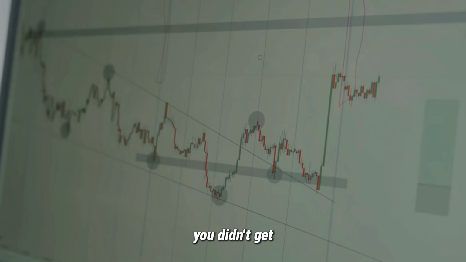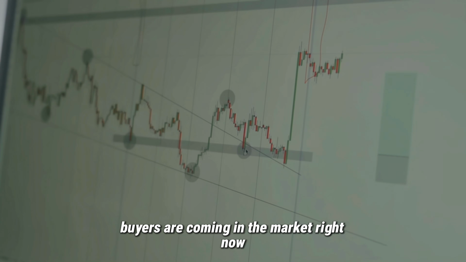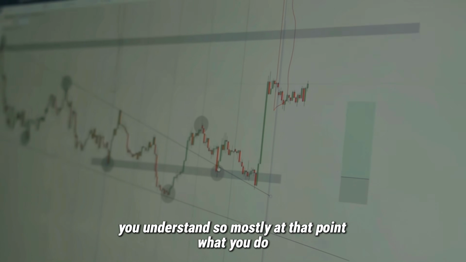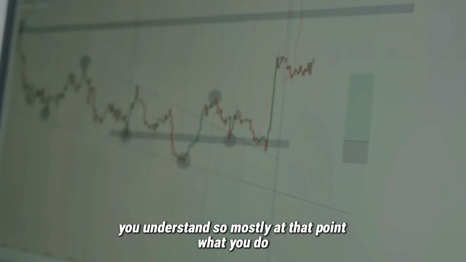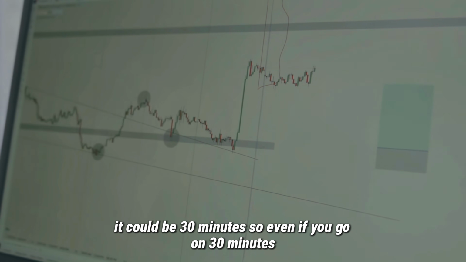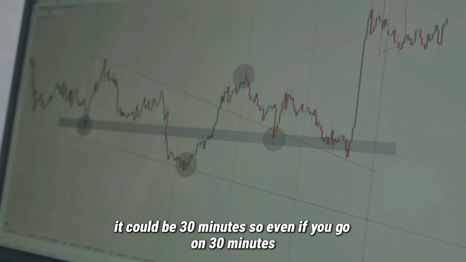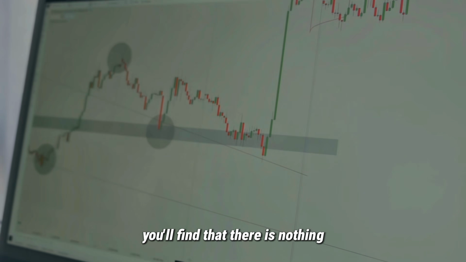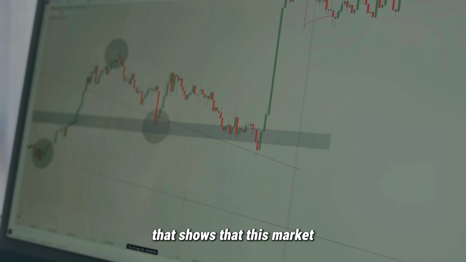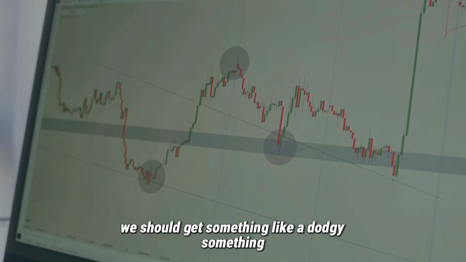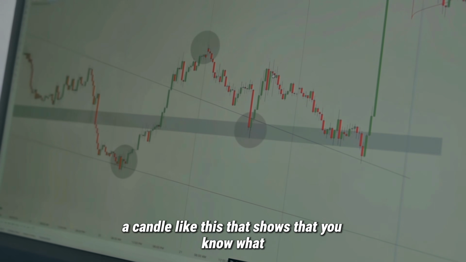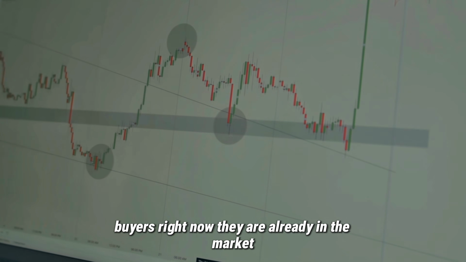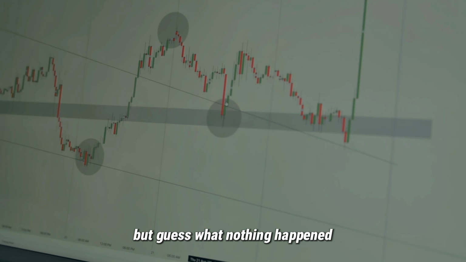Why? You didn't get anything that shows that the buyers are coming into the market right here. You understand? So mostly at that point what you do, you go on a lower time frame. It could be 30 minutes. Even if you go on 30 minutes, you'll find that there is nothing that shows that this market should go up. Why? We should get something like a doji, a candle like this that shows that, you know what, buyers right now are already in the market. But guess what? Nothing happened.